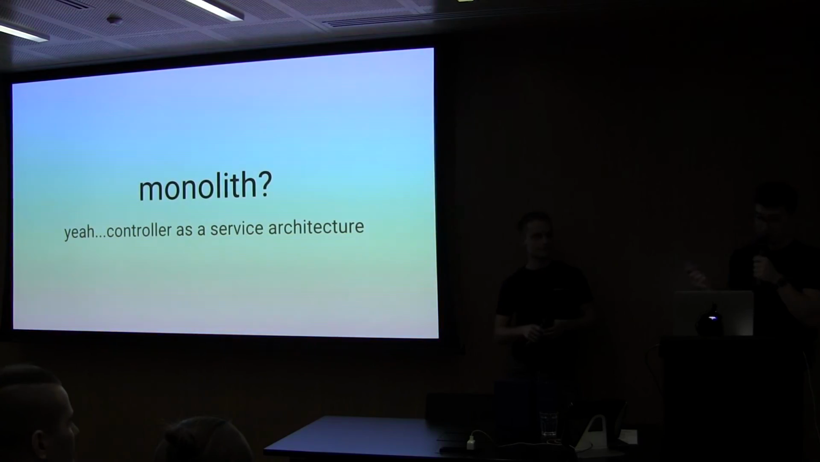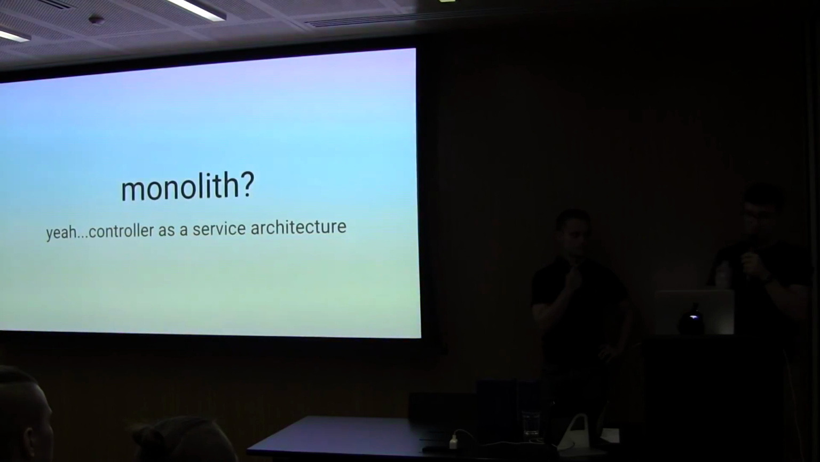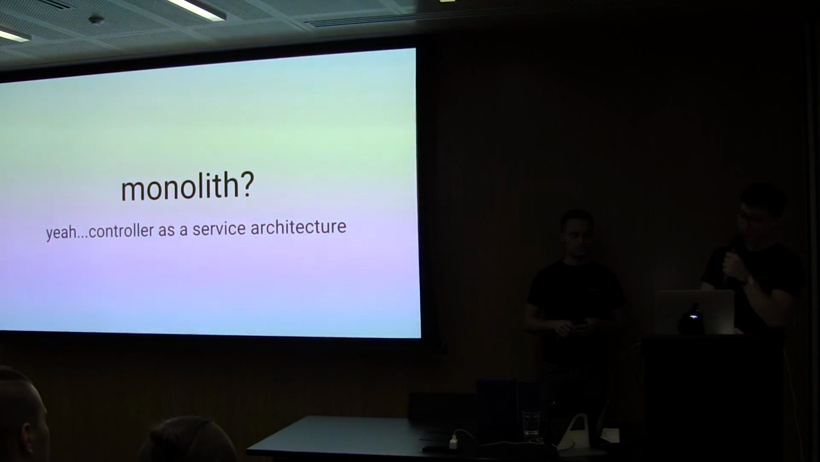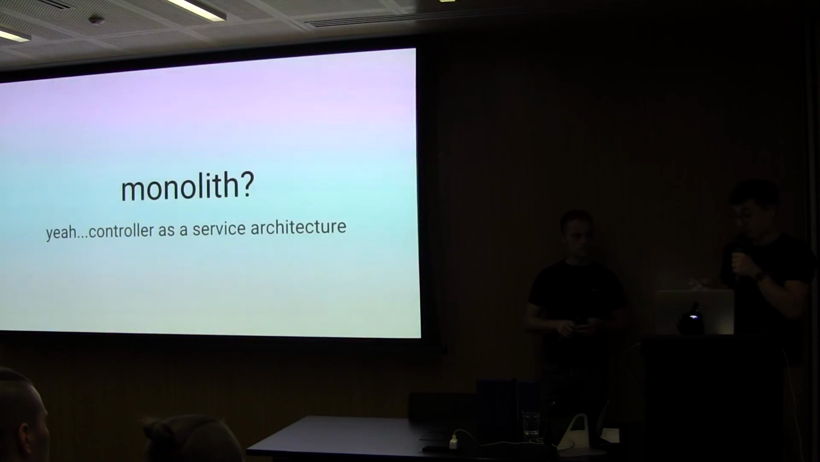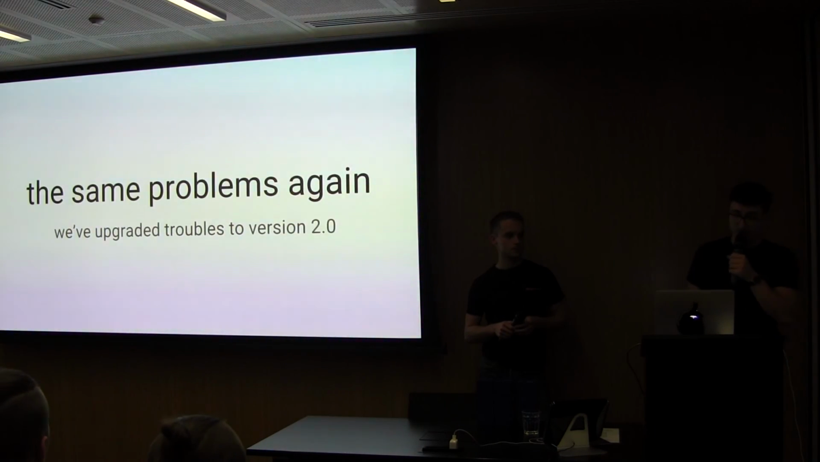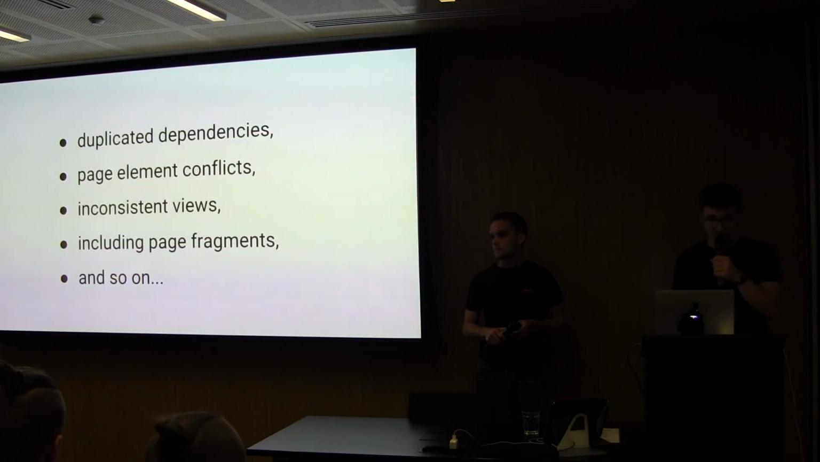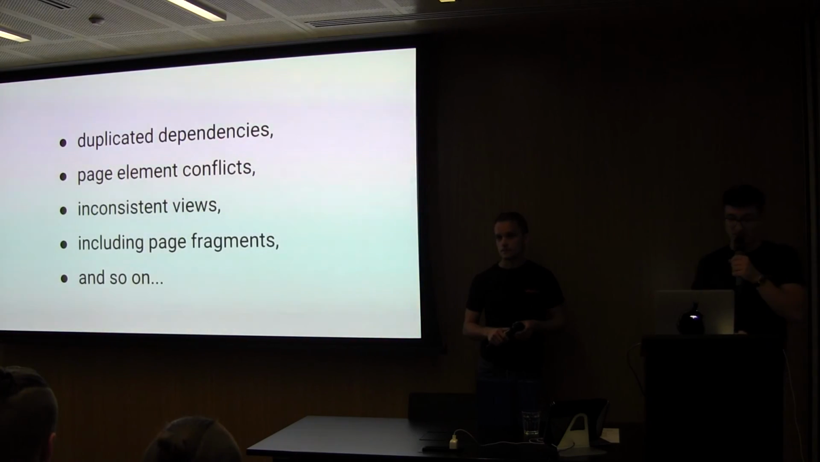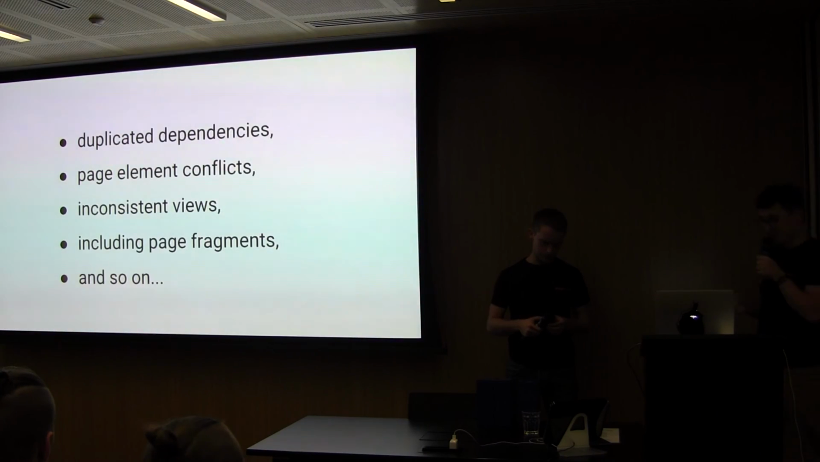In monolith times, everything was under developers' control, yet maintaining consistency was still hard. Every controller had its own view and its own dependencies. Chunks of view code were repeated again and again and full of logic. So does microservices architecture solve anything or change anything then? In a distributed environment, old problems still apply, and they are even more complicated now. Duplicated dependencies, page element conflicts, inconsistent view, including page fragments, and so on.